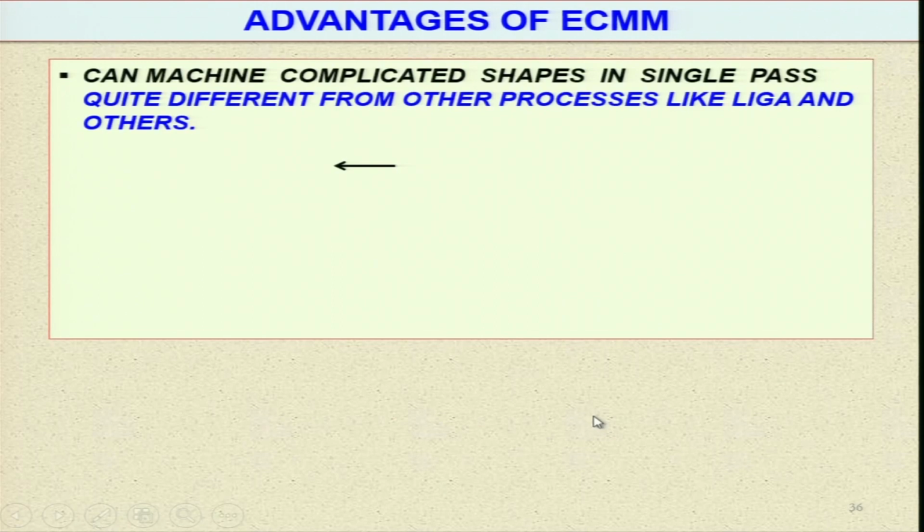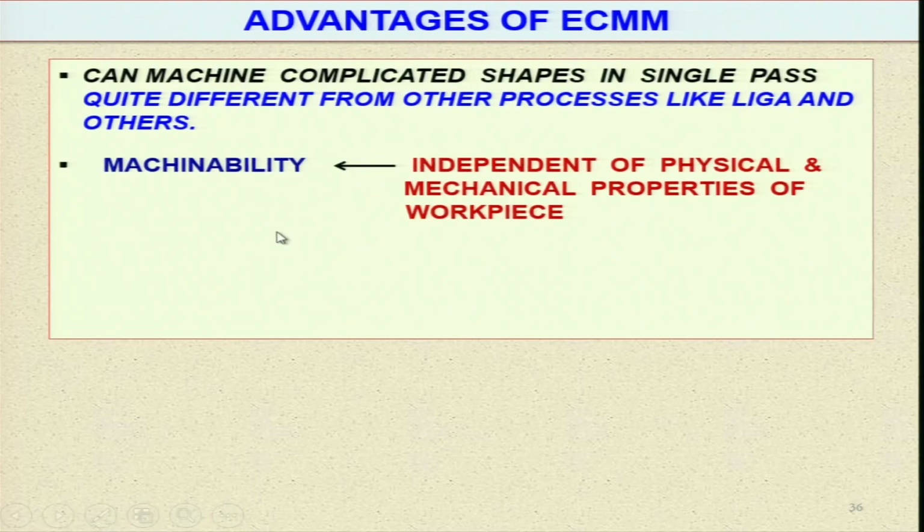Advantages of electrochemical micromachining process. It can machine complicated shapes in a single pass, quite different from other processes like LIGA and others, because LIGA involves so many steps before you are really able to machine or prepare a part. But in case of ECMM, it is a single step process, which is a big advantage compared to other processes.